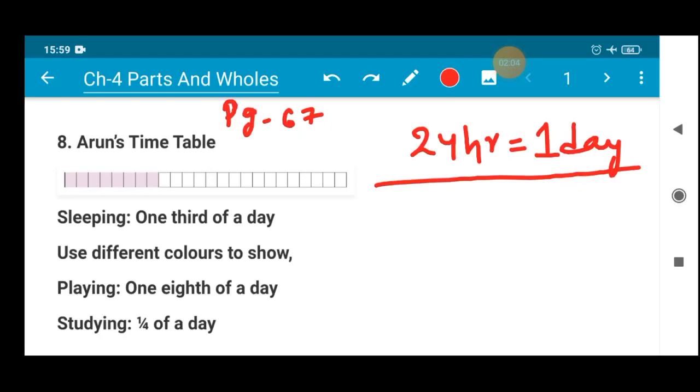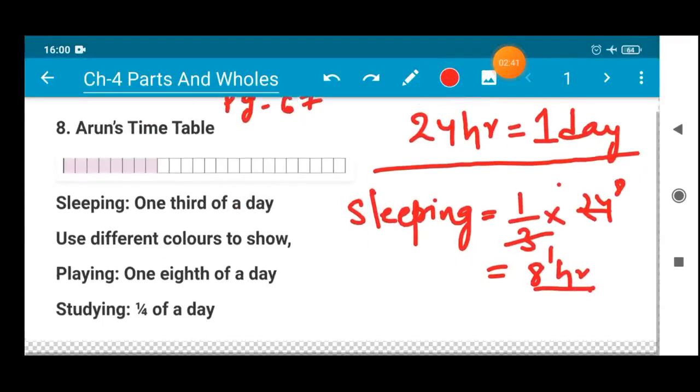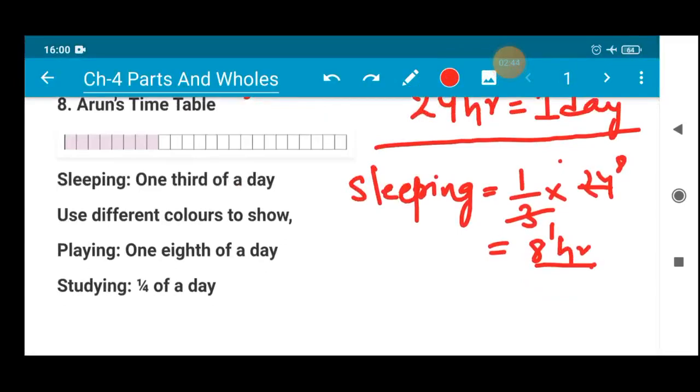So sleeping 1/3 of a day means 1/3 into 24. Let us calculate what hours it is representing for sleeping. In sleeping, Arun is spending 1/3 of a day. So in a day, how many hours are there? You have to calculate in an hour. 3 1s are 3, 3 8s are 24. So here the shaded portion is represented by the sleeping portion. So it is 8 hours he's spending in sleeping. It is already shaded with the pinkish part, so I'm not going to shade here.